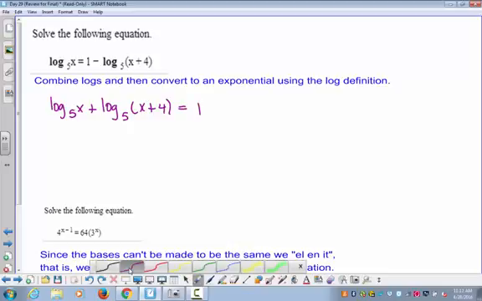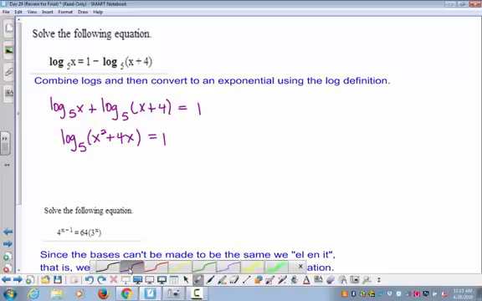First step, collect logs. And now we can use a log property. We have two logs, same base, coefficients of 1, so we can mush them together. Log base 5 of, we'll distribute the x, so we get x squared plus 4x equals 1. Everyone good to that point?